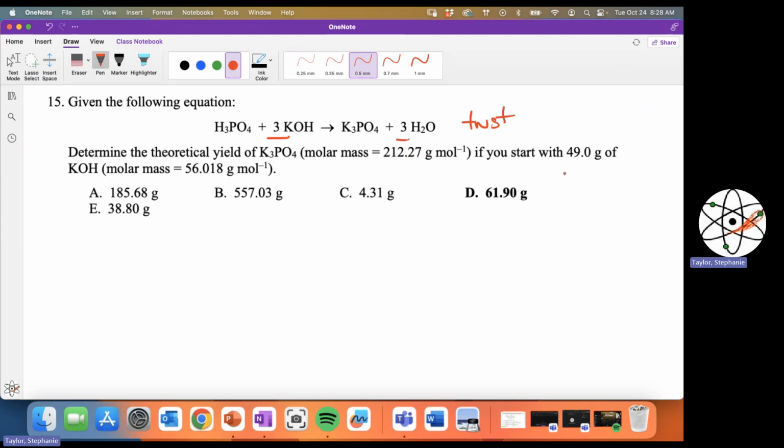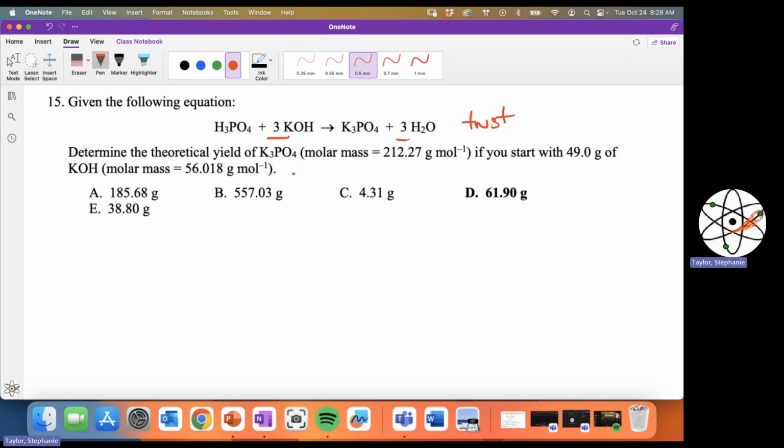It's got a molar mass if you start with 49 grams of KOH. Really wish it said in excess of H3PO4, but it didn't. So we are just going to assume that there's an excess because, again, if I don't make that assumption, I can't go anywhere, and I've got a bunch of multiple choice options, so I've got to go somewhere.